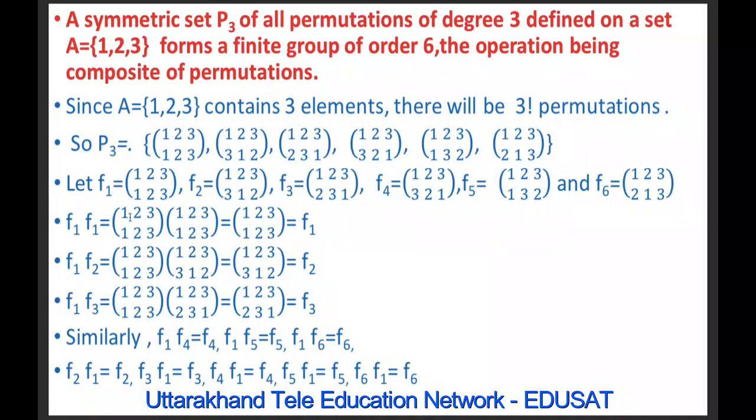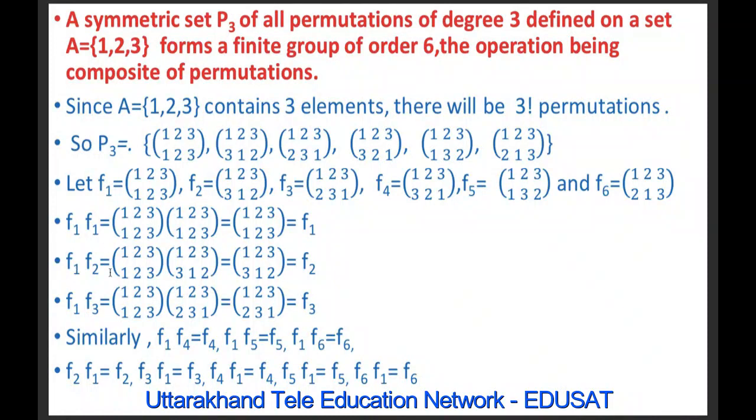The image of 2 under F1 is 2, so I have written 2 under 2. The image of 3 under F1 is 3, so this is 3 under 3. So we get the same permutation. Therefore F1 dot F1 is equal to F1.